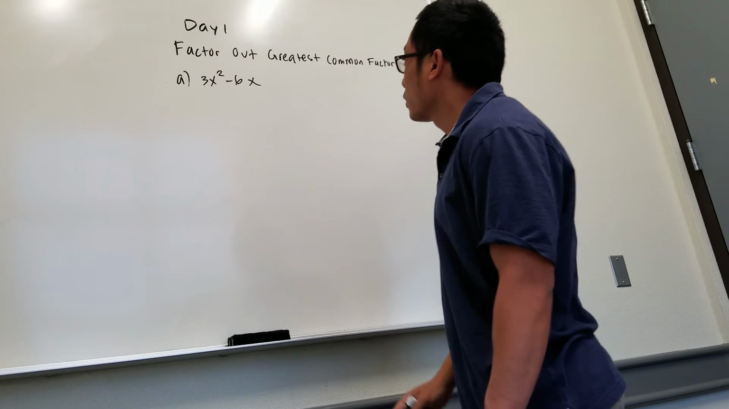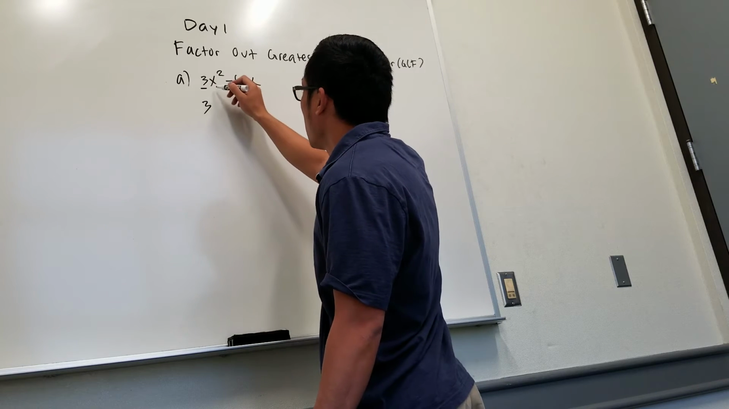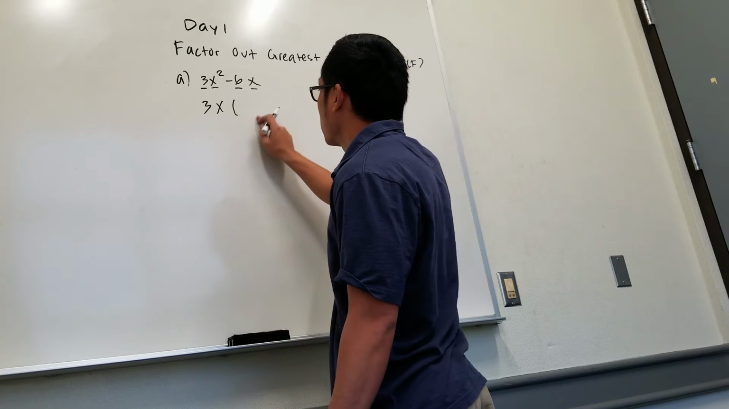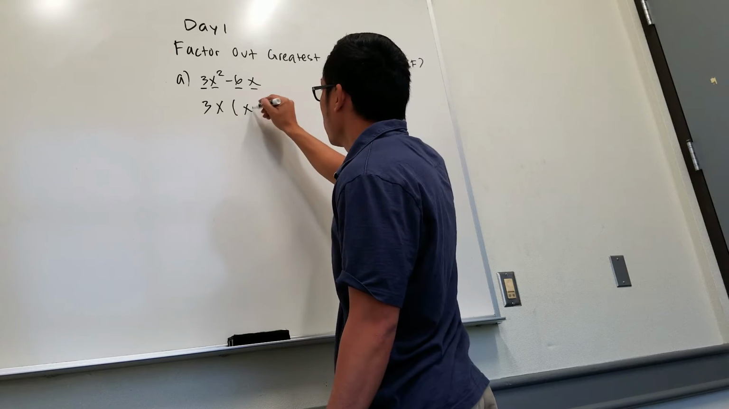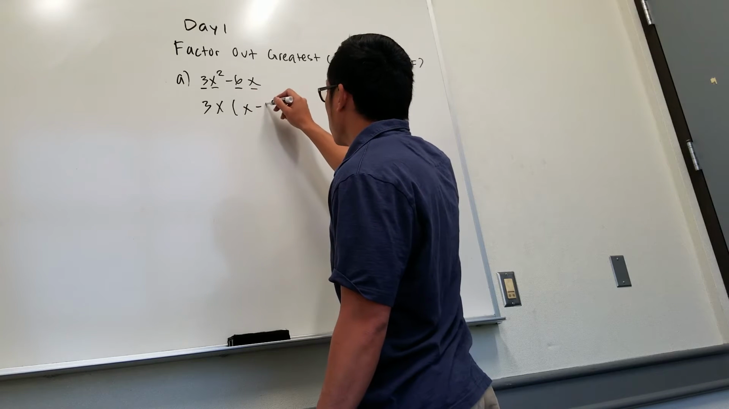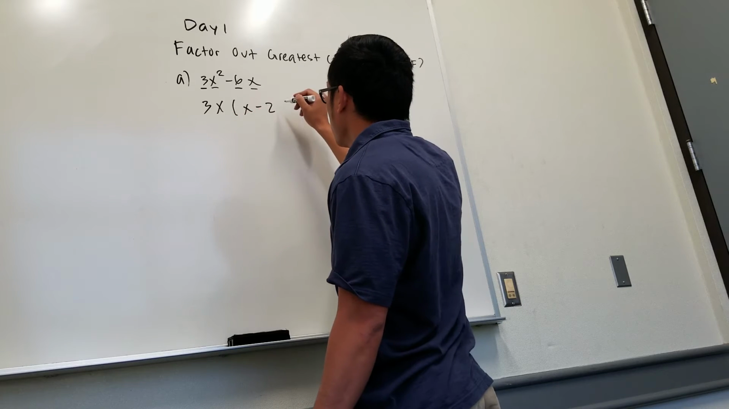I factor out the greatest common factor between the numbers 3 and 6, which is what? 3. How about x squared and x? The greatest common factor is x. What's left? 3 goes outside, so we just have 1x left. Here, 6 divided by 3, we get minus 2, right? Keep the sign. And x, we took out an x, so it's just minus 2.